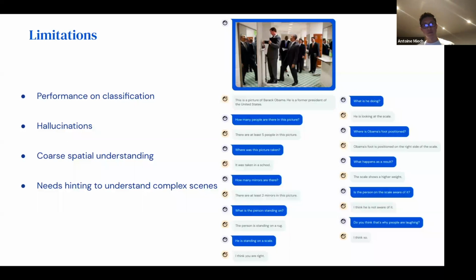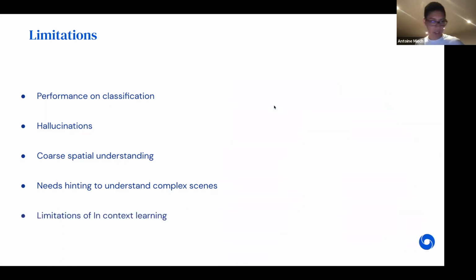And finally, sometimes it needs a bit of hinting to understand complex scenes. Here we had this famous example of this picture of Barack Obama, and it was kind of able to get the gist of the picture, but still we had to hint the model a lot to get it right. And the last thing I want to mention is the limitation of in-context learning.